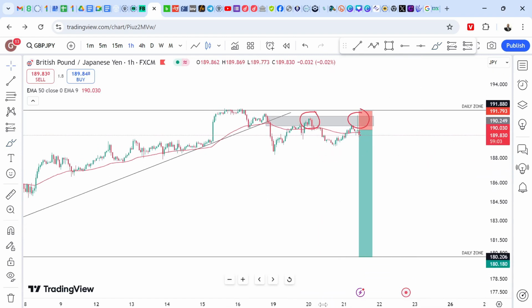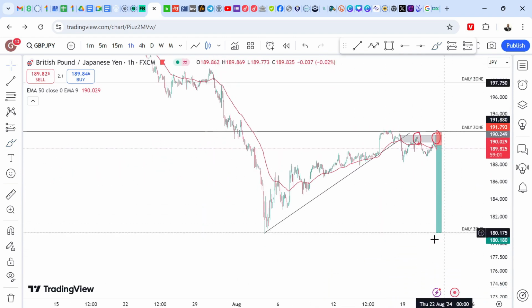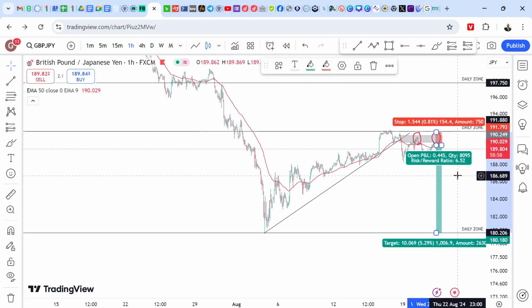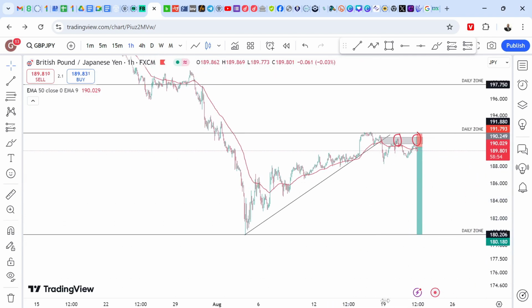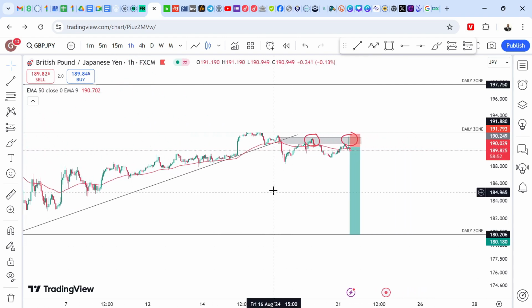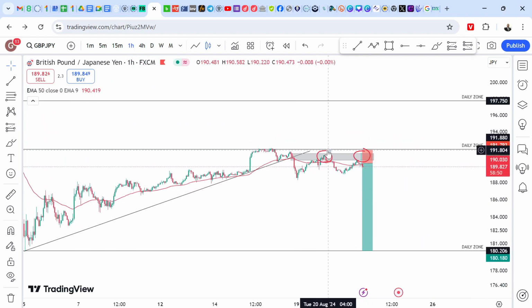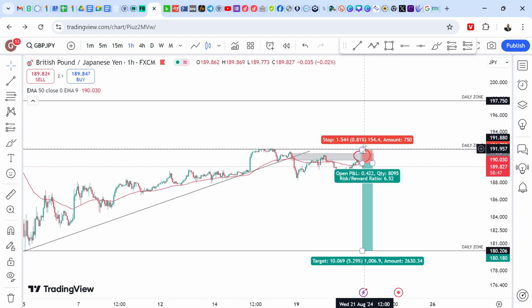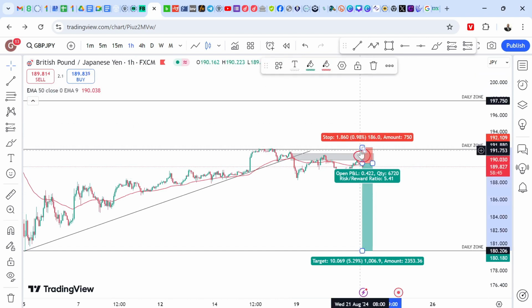And my take profit is here. And this is over 1:6 risk to reward. And this is a swing trade. So this is how you can take a trade early enough. What happened? We had a breakout and a retest, and price failed to break above that zone.